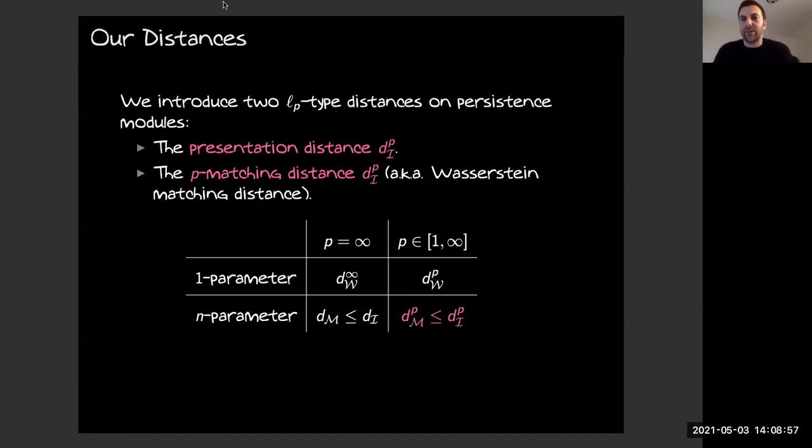Okay, so this was a really long treatment of background. So let's hurry along and get to our distances finally. There's going to be two of them, just like there's a matching distance and an interleaving distance. We're going to call them the presentation distance, denoted like this with a P up front because it's supposed to be like the interleaving distance. And then the P matching distance. And hey, look, there's a typo in the slides. That's supposed to say DMP, not DIP. We're also calling it the Wasserstein matching distance.